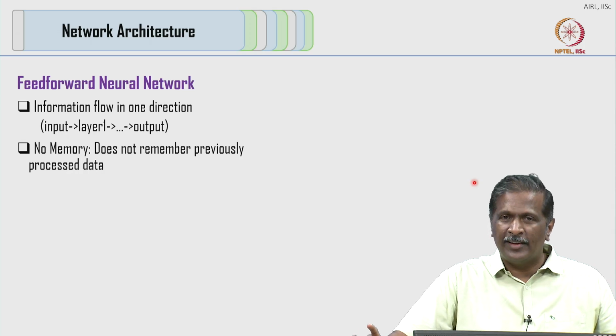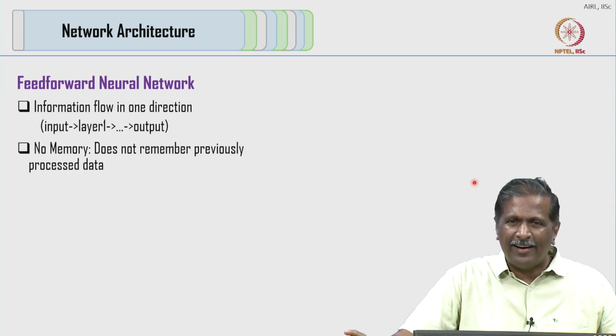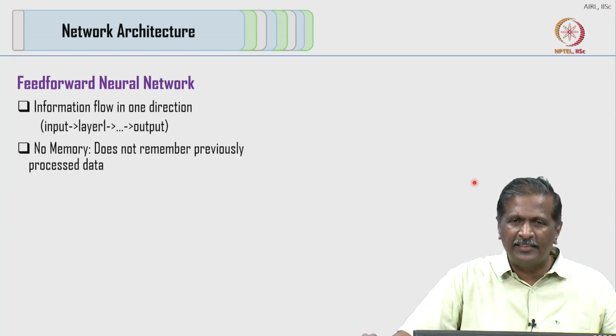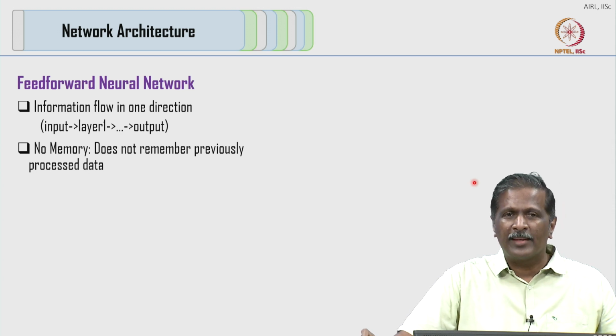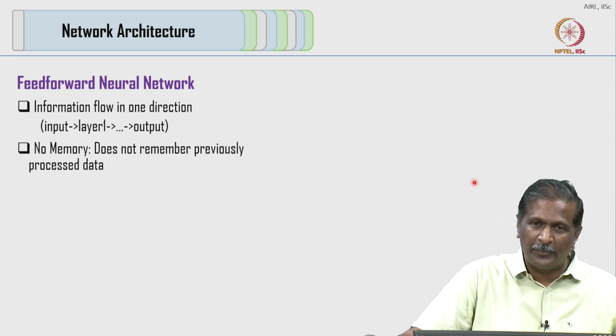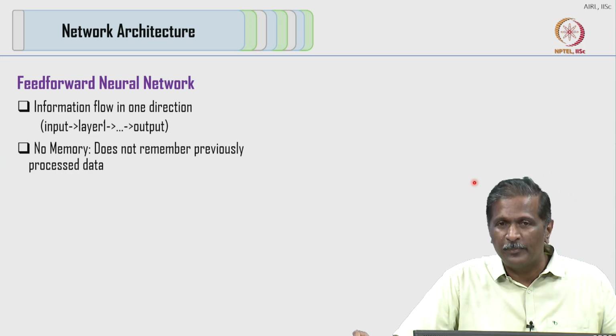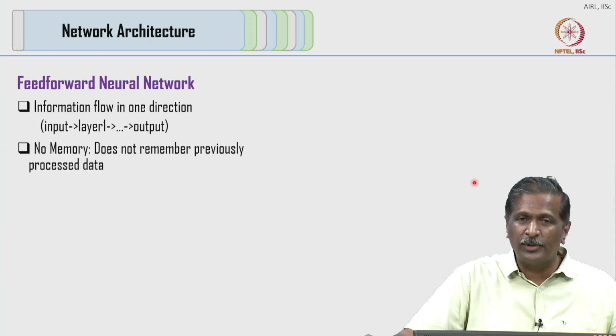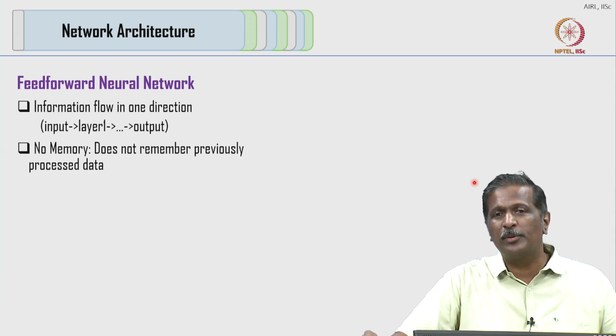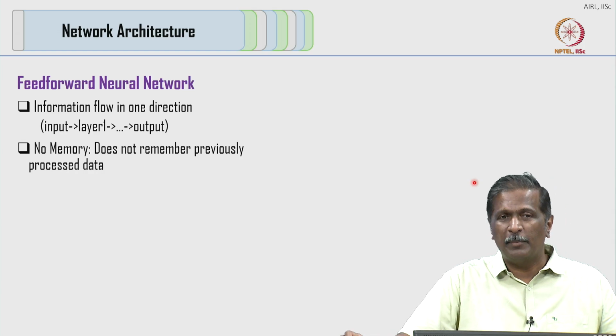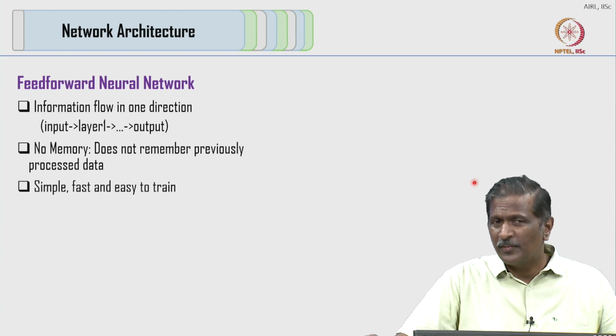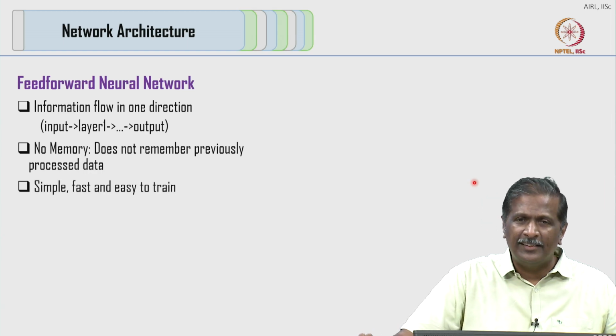Do not confuse memory and knowledge. Knowledge is the information that I am extracting from the input-output relationship and storing in the weights. When I say memory, I mean I am feeding some information from the hidden layer back to the input layer. What was my earlier output? Can I use the earlier output along with the current input to predict? That's what I meant. It's very simple, fast and easy to train.